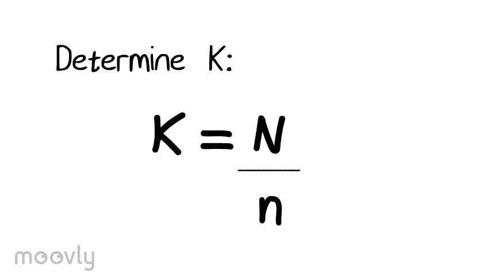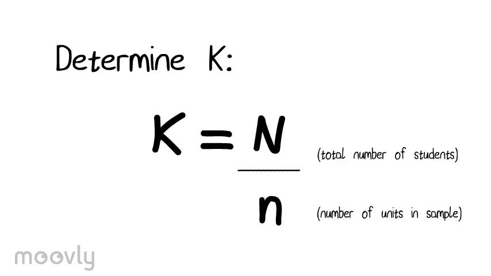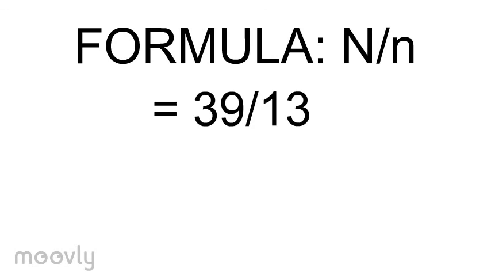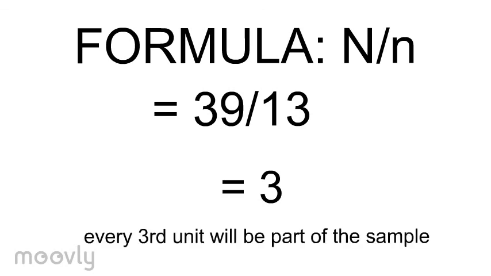Next, determine k, the sampling interval, by using the formula k is equal to capital N divided by n, where the small letter n is the number of units you wish to have in your sample. Going back to our previous example, say for example we would want to interview 13 students and ask them about their thoughts in school. The small letter n would then be 13. Using the formula capital N divided by small n, we would have 39 divided by 13. The answer would be 3, the sampling interval. This means that every third unit will be in the sample.